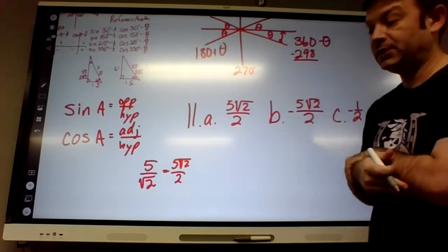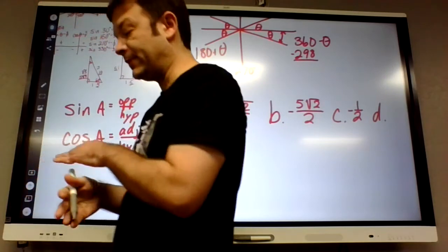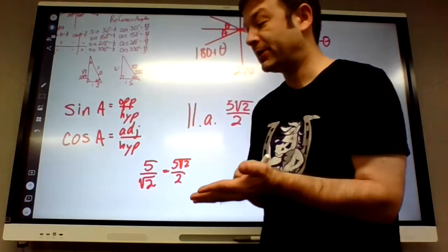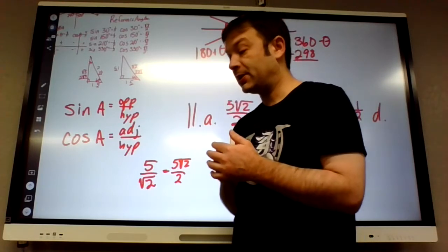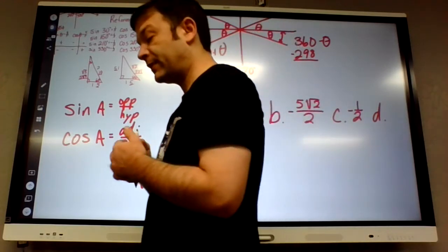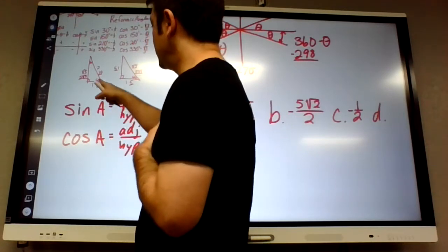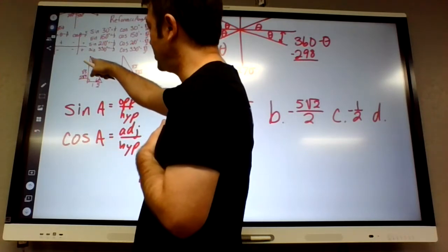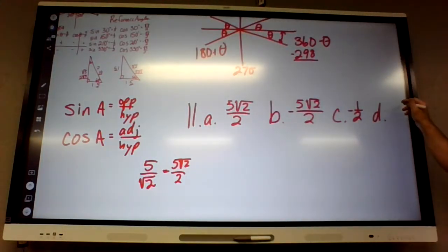Okay, anyway, D, cosine 150. 150 is in the second quadrant. It's 30 degrees short of 180. So it'll be the same thing as cosine of 30. Cosine is adjacent, square root of 3, over hypotenuse 2. Is cosine positive or negative in the second quadrant?